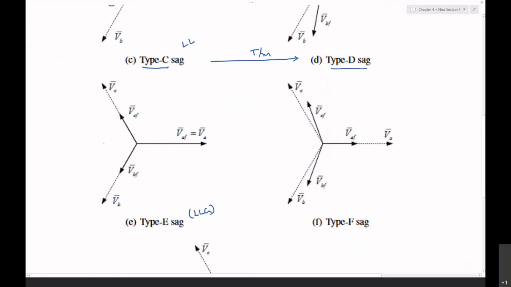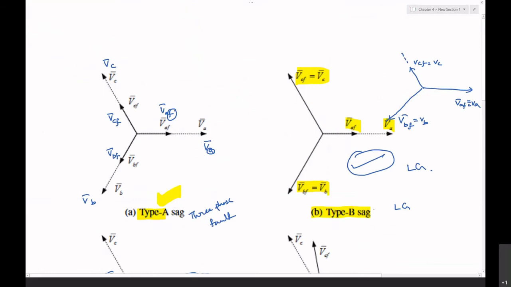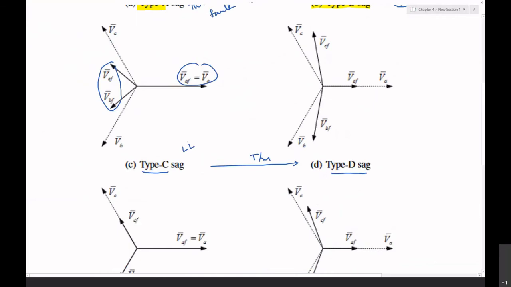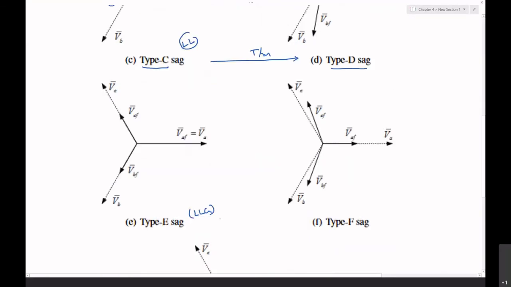Whatever the possibility I said for this type D LG fault, the same thing is applicable even for the LL fault. There may be a case where the reduction is in the VAF and the VBF, or else the VCF and the VAF. Don't think the voltage reduction in the type C will always be VCF and VBF. This is about the LLG fault phasor diagram, and from the transformation we get a type F fault.